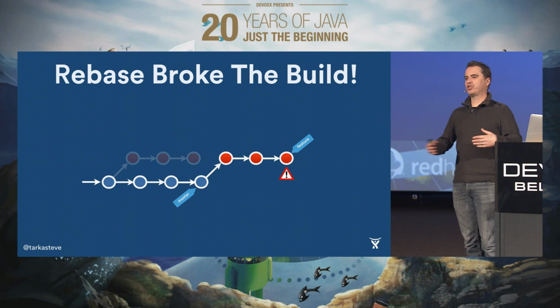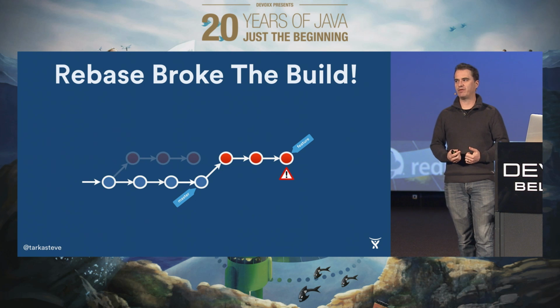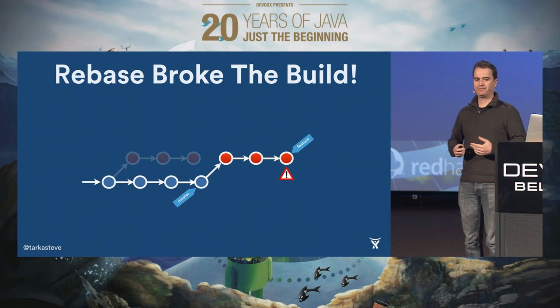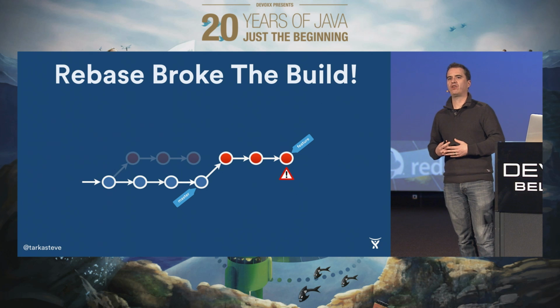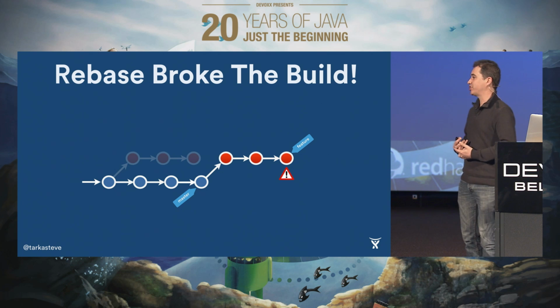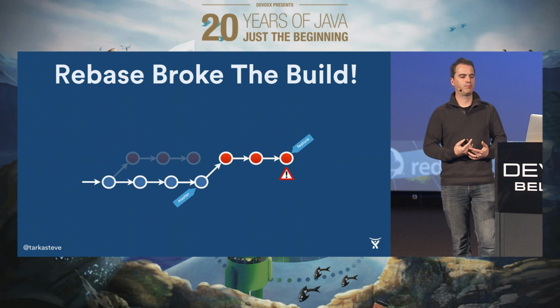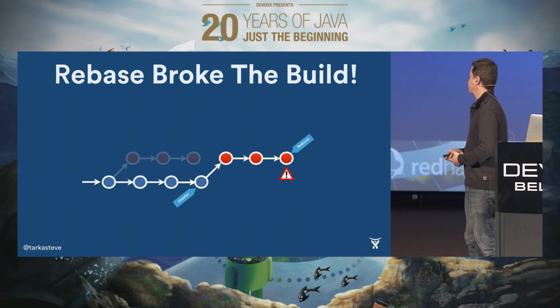If you've got a long-running branch, you want to rebase it to keep it clean, to keep it up to date with the main stream of development. And so we've done a rebase to get it up to date. Unfortunately, something along the way has broken, and you don't know what. One of those commits in that chain that you've replayed has broken the build. What's happened, and what can we do about it?